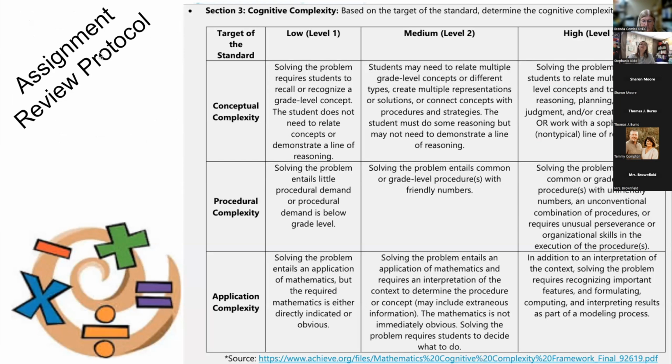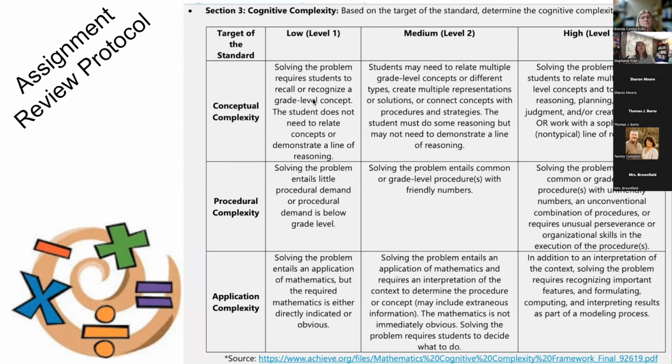Now, assignment review protocol. This is what I wanted to talk to you about when you're creating your activities. We tend to see a lot of low-level activities. We need to see those in the very beginning, right? We want to have conceptual complexity activities too, where they're not just on this level. Nothing wrong with it.